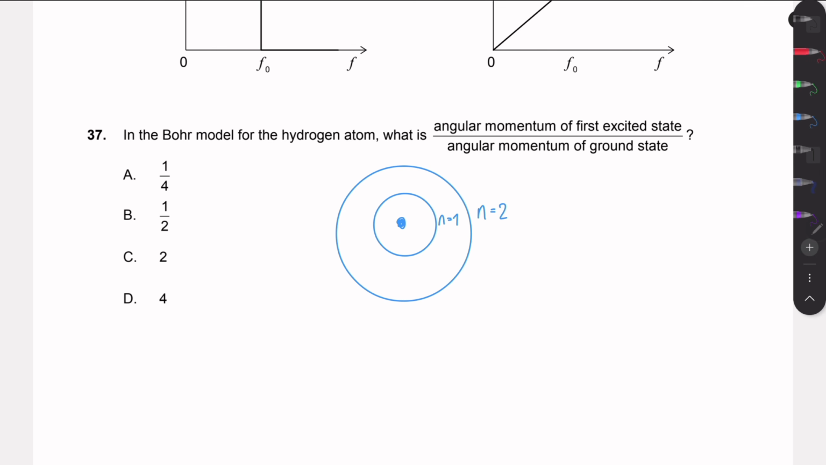And in the data booklet, we have this very nice equation, which states that mvr, the angular momentum, is equal to nh over 2 pi, where n is the level. So the angular momentum only depends on which energy level we are on. In the first excited state, we are n equals 2. In the ground state, we are n equals 1. So at the second level, the angular momentum will be 2 times as much as on the first level. So that's option C.